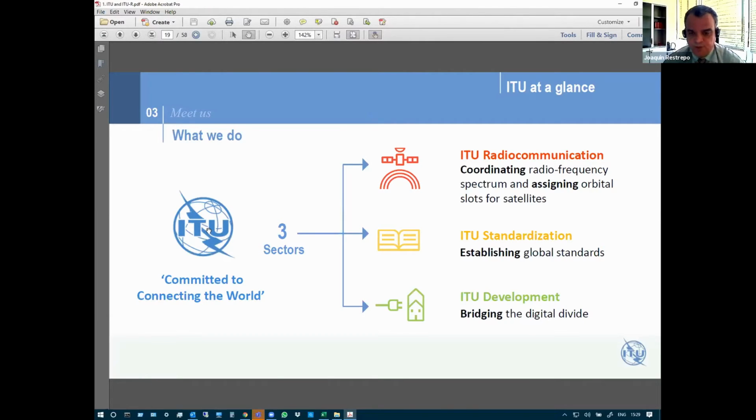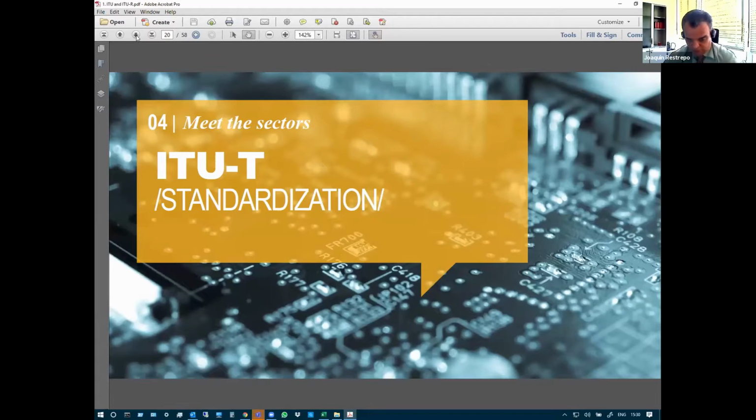What we do: we have three sectors. ITU standardization, establishing global standards; ITU development, which my colleague will later explain further; and our sector, ITU radiocommunication, to coordinate the radio frequency spectrum and the assigning of orbital slots for satellites. Then a brief presentation about ITU standardization.